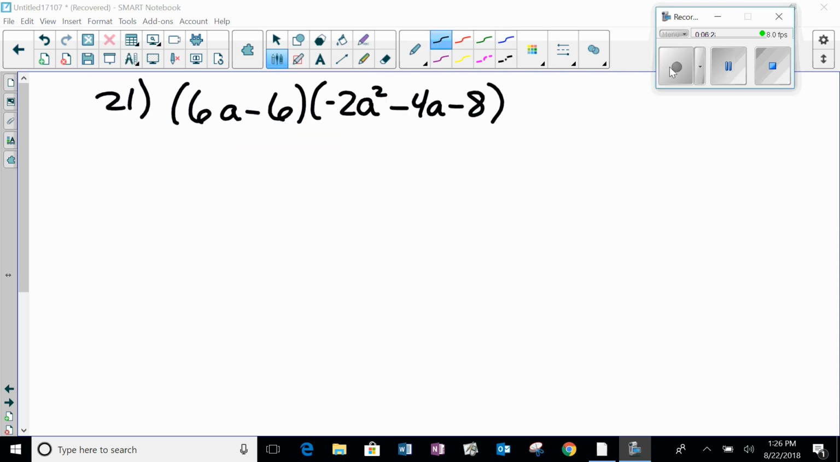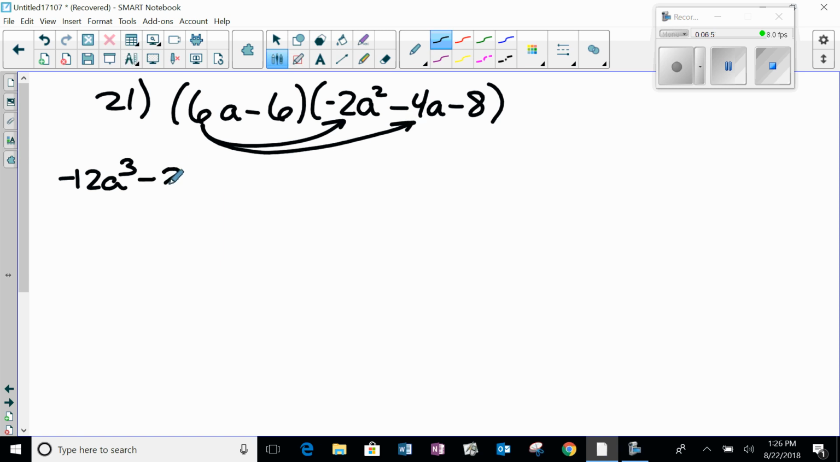All right, for this example, we have a binomial times a trinomial. We are still doing the same process of using the distributive property. We're going to take the first term of the binomial times each term in the trinomial. So we have 6a times negative 2a squared gives us a negative 12a cubed. 6a times negative 4a is a negative 24a squared, because we had two a's.